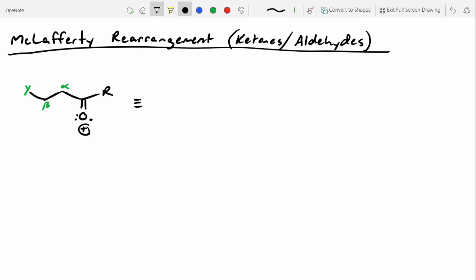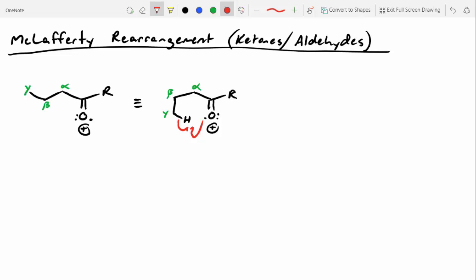And let's redraw this so that it looks more like this. So I've got alpha, beta, gamma. And so you can see all I've done is twisted the tail around. And then just like with the loss of water, we have protons coming off of this gamma position. So I'll just draw one of those in. And just like with water, this oxygen can abstract a gamma proton.